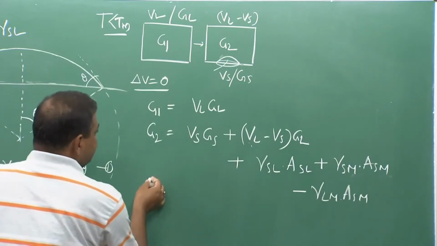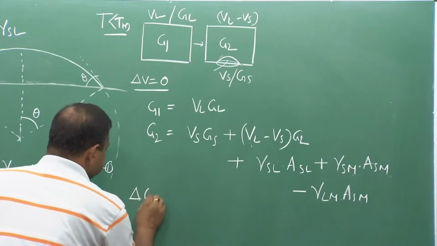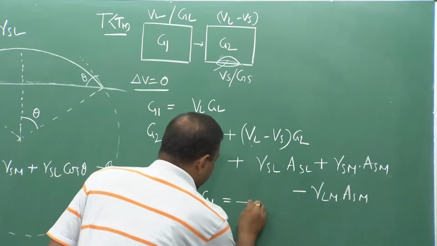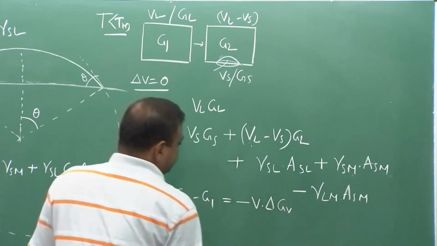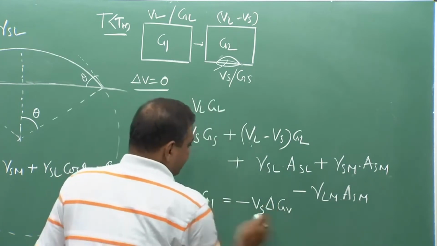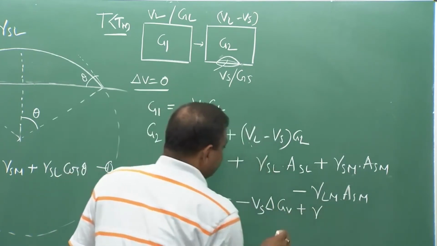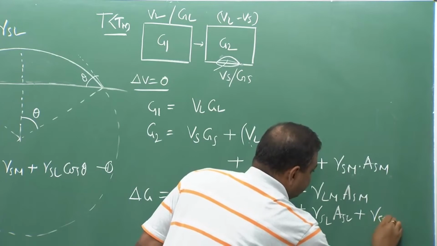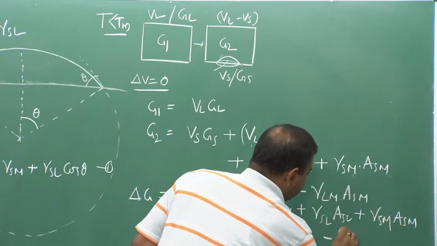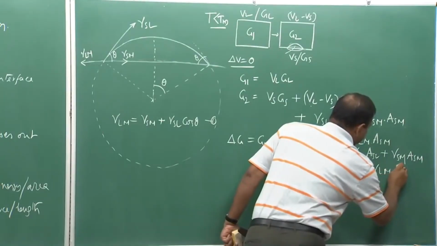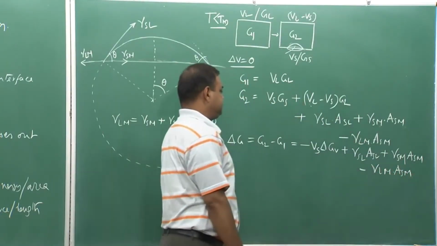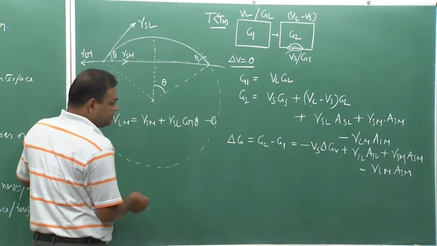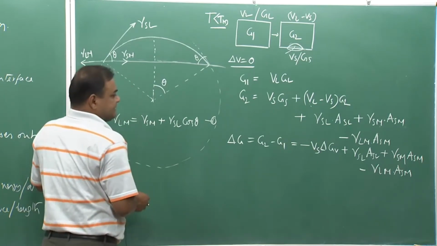Now, finally, if I try to see what the free energy change would be, the way we have calculated, it is G 2 minus G 1 equal to minus V L... if you do that, you will see this is V s plus gamma S L A S L plus gamma S M A S M minus gamma L M A S M. Now, since we have this expression, we can replace gamma L M as well as S M with S L.